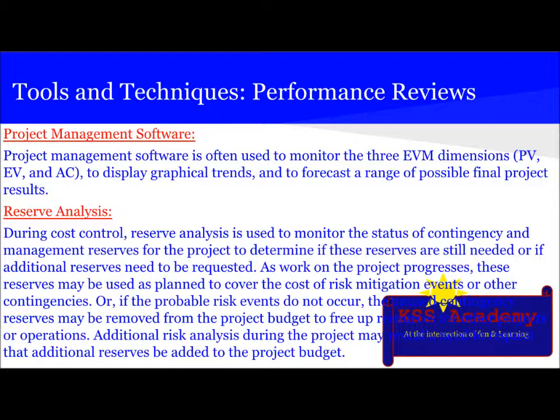The next technique is reserve analysis. During cost control, reserve analysis is used to monitor the status of contingency and management reserves for the project to determine if these reserves are still needed or if additional reserves need to be requested. As work of the project progresses, these reserves may be used as planned to cover the cost of risk mitigation events or other contingency. Or if probable risk events do not occur, the unused contingency reserves may be removed from the project budget to free up the resources for other projects or operations. Additional risk during the project may reveal a need to request that additional resources be added to the project budget.